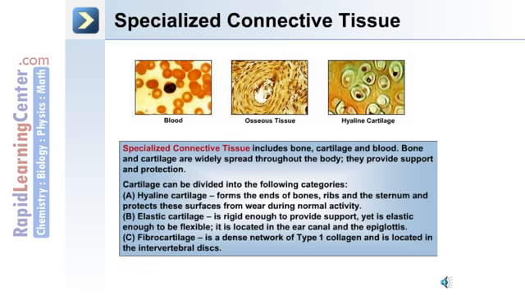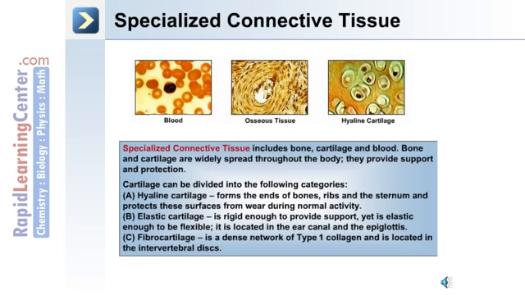Bone and cartilage are widely spread throughout the body. They provide support and protection. Cartilage can be divided into the following categories. A. Hyaline cartilage, which forms the ends of bones such as the ribs and the sternum and protects these surfaces from wear during normal activity.